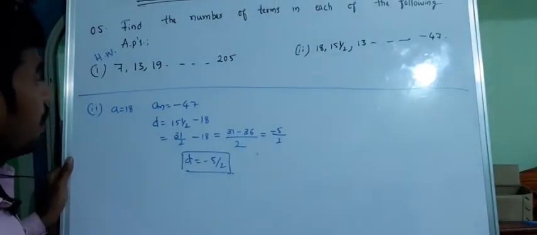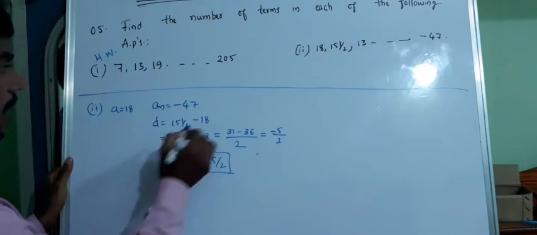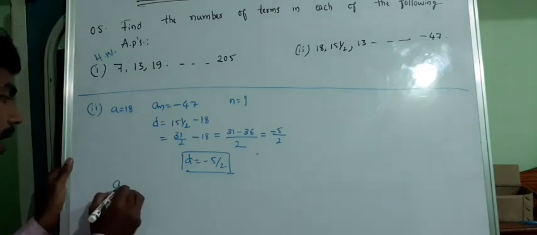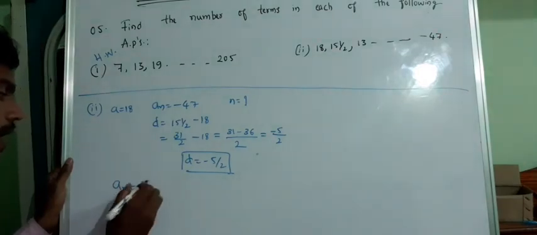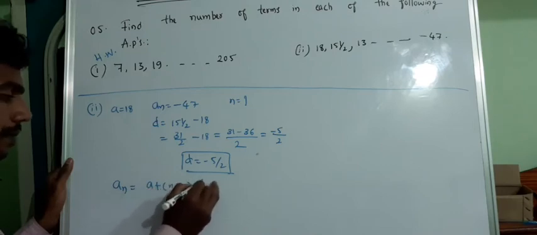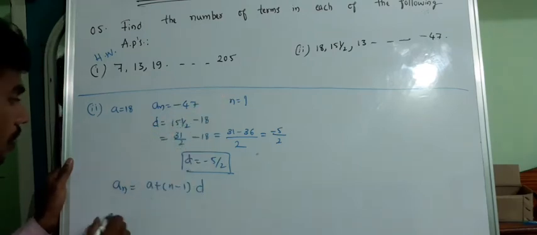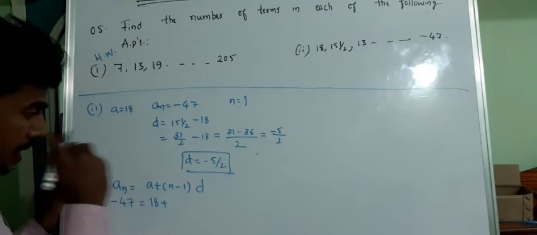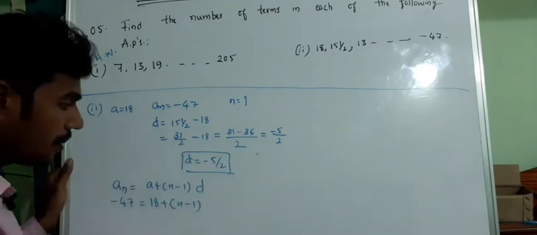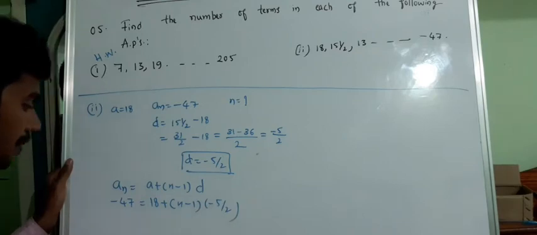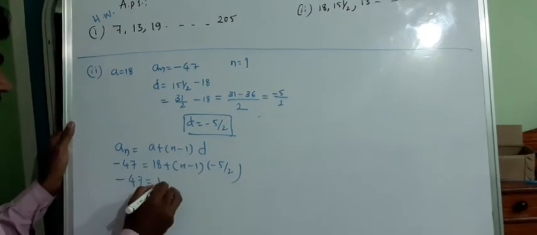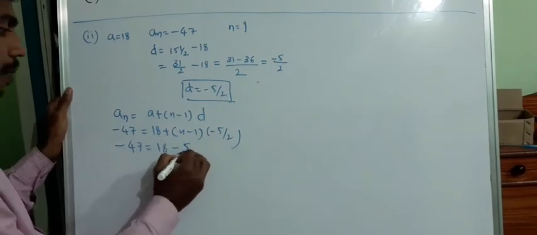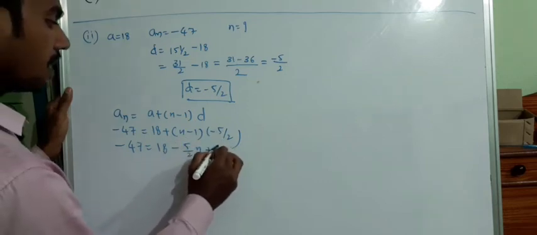And we know this, right? We need to calculate the number of terms. What is the formula? AN is equal to A plus N minus 1 into D. What is AN here? Minus 47. What is A here? 18, plus N we need to calculate, that is the number of terms. D is minus 5 by 2. Minus 47 as it is, 18 plus, minus into plus minus 5 by 2 n, minus into minus plus, that is 5 by 2.